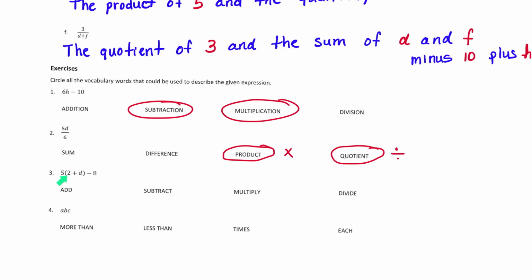5 times the sum of 2 plus d minus 8. So don't forget this is a times, plus, and minus. So let's go do that. So we have an add, we have subtract, and we have multiply. Okay, what about the next one? a, b, c. When you have variables together next to each other, we also know they mean times. So this is like a times b times c. So our answer should be times.